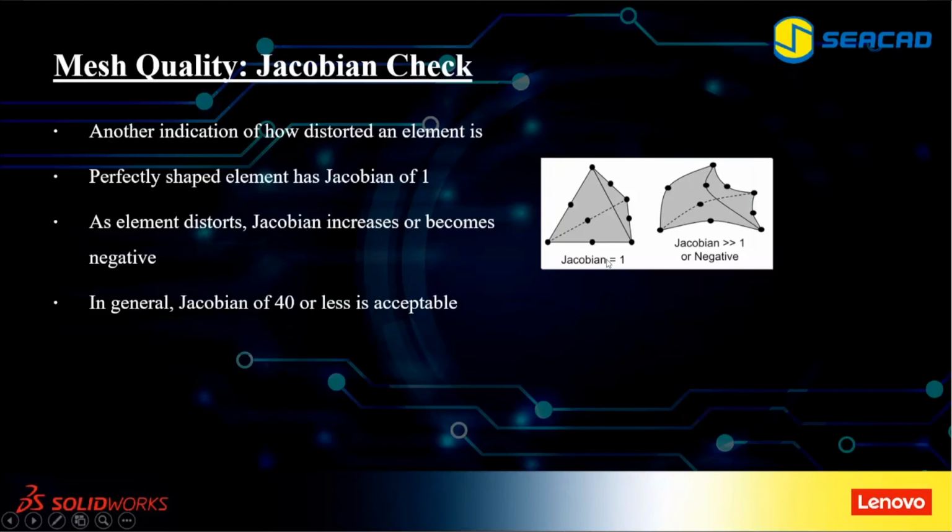This is defined by the Jacobian formula. The Jacobian formula is a derivative formula. If you are not sure about the formula, you can search on Google and see that this Jacobian value defines the distortion, the rotation, and the transformation of the tetrahedral element. Okay, so remember, keep in mind this value: a Jacobian of 40 or less is acceptable.